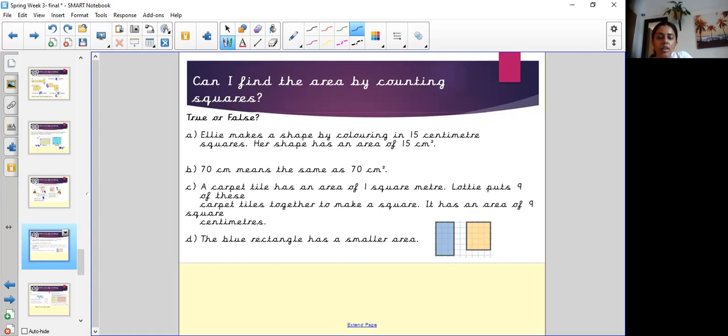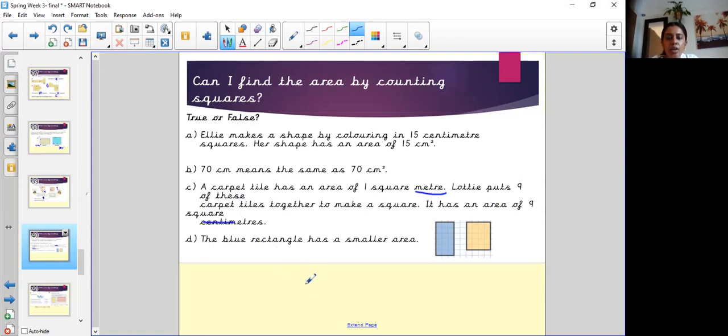Okay, great. So if you have said that is false, you are correct, because if you read it carefully, a carpet tile has an area of 1 square meter. Lottie puts 9 of these carpet tiles together, which is possible, to make a square. It has an area of 9 square meters, not 9 square centimeters.